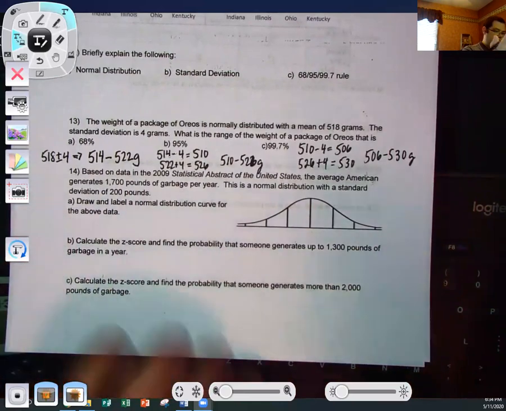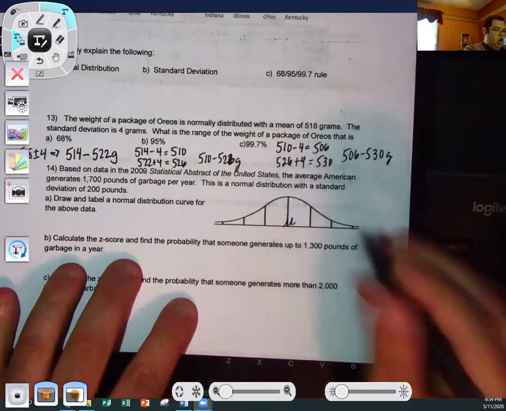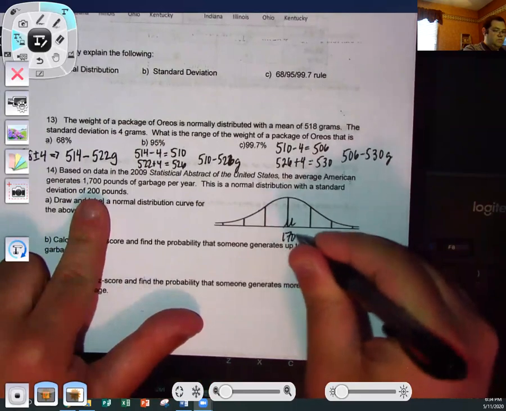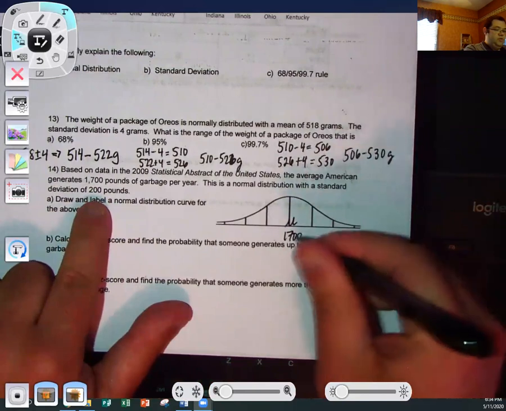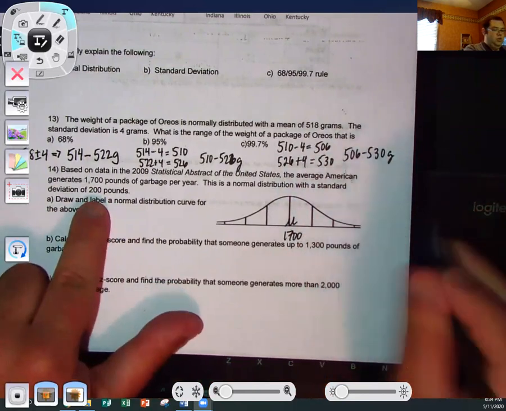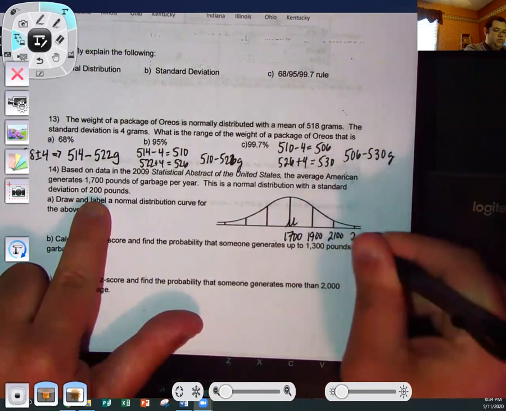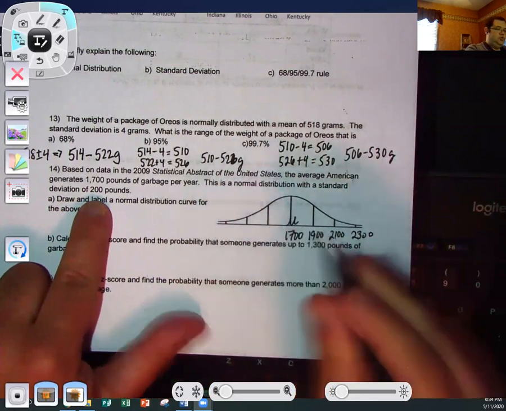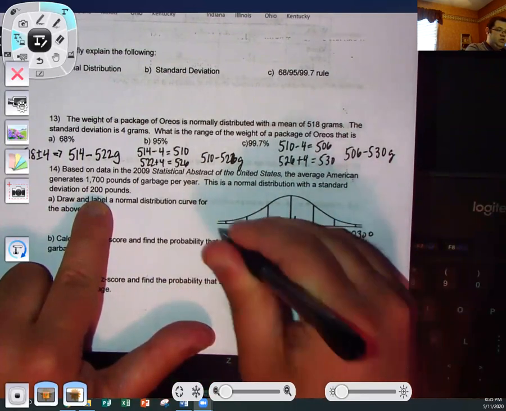label the curve. Okay. So remember that the mean, mu, always goes in the center. We know that's 1700. The standard deviation is 200. So as we go up, we add 200 each time. So 1900, 2100, 2300. As we go down, we subtract. So 1500, 1300, 1100.